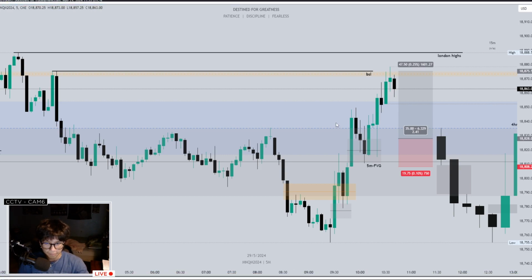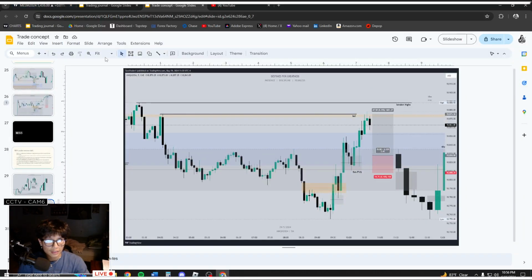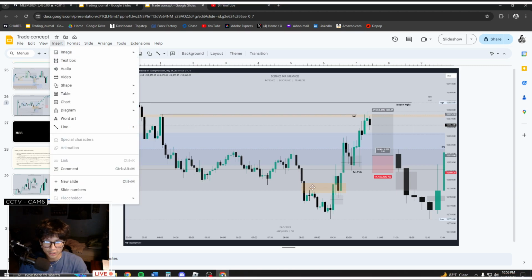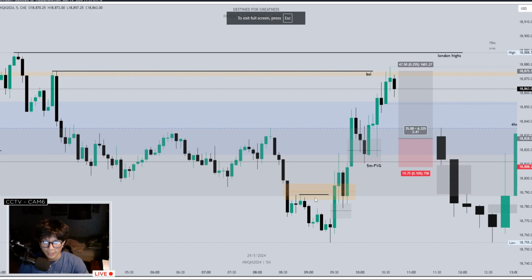So when I say market structure shift, this will be a market structure shift right here. That swing high is our market structure shift. That black line that I have marked out is our market structure shift.